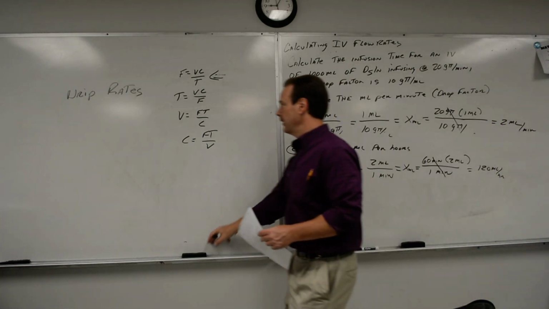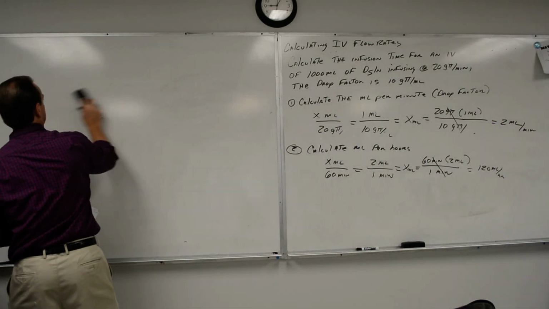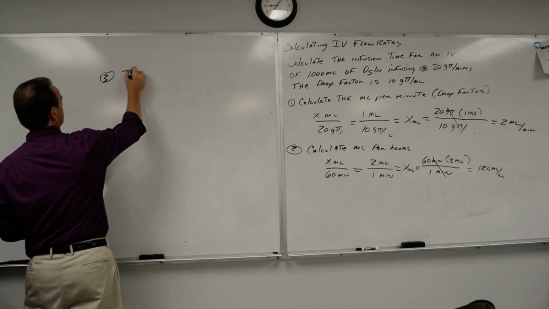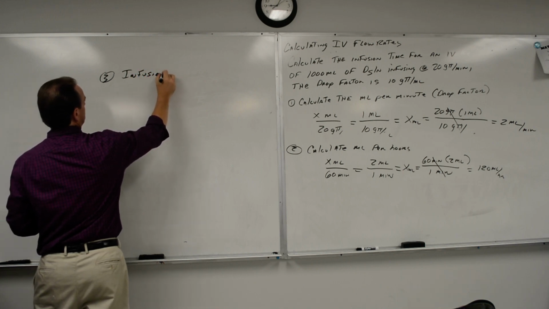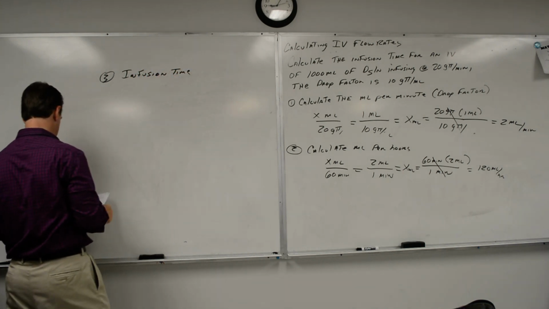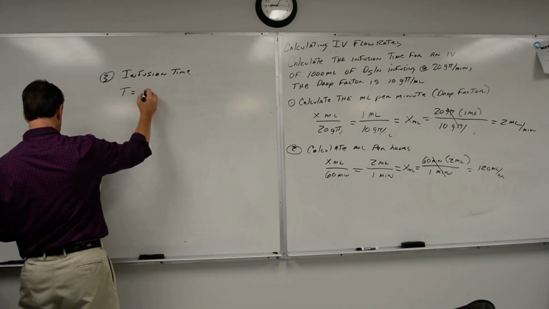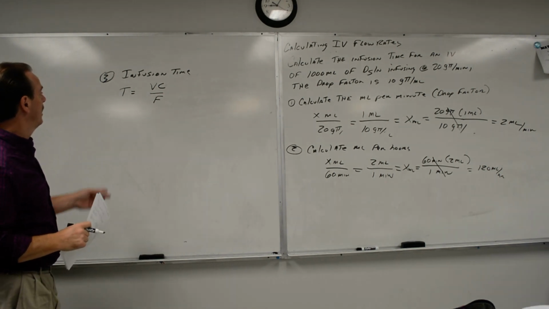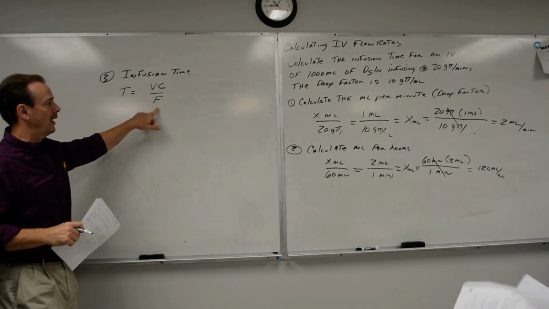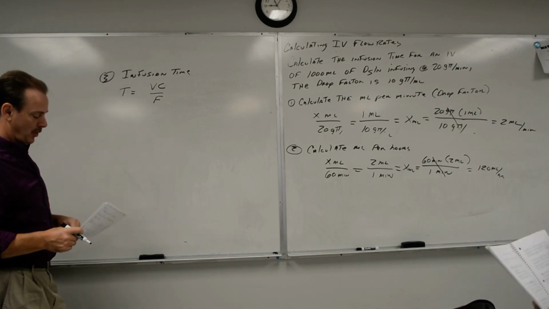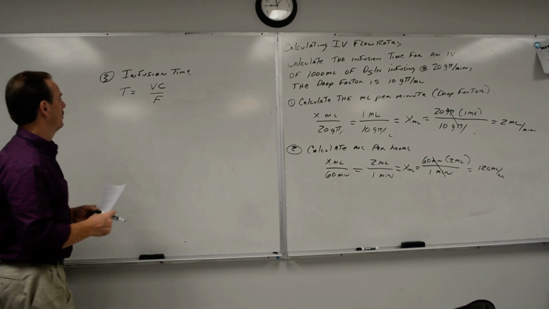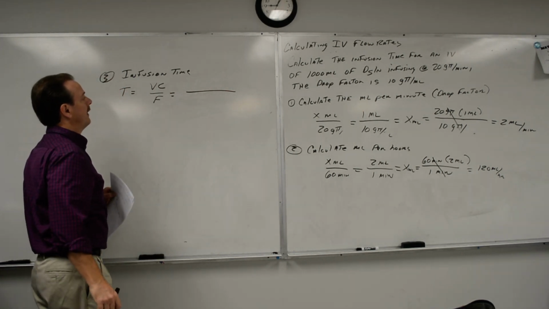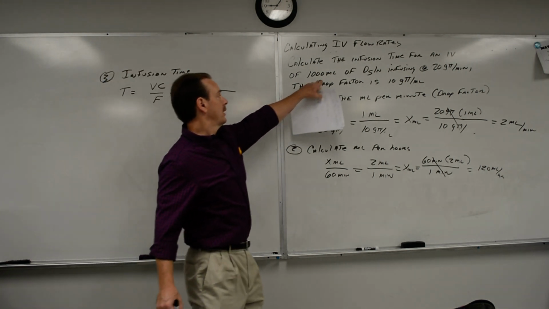All right, I want to finish the rest of this on this side. So we'll go over here to 3. So that's going to equal VC, our infusion time is going to be VC over F, right? So our flow rate is going to be, or let's start out with our volume. What's our volume going to be? Well, it's got to come back over here, right, to the 1,000 milliliters.